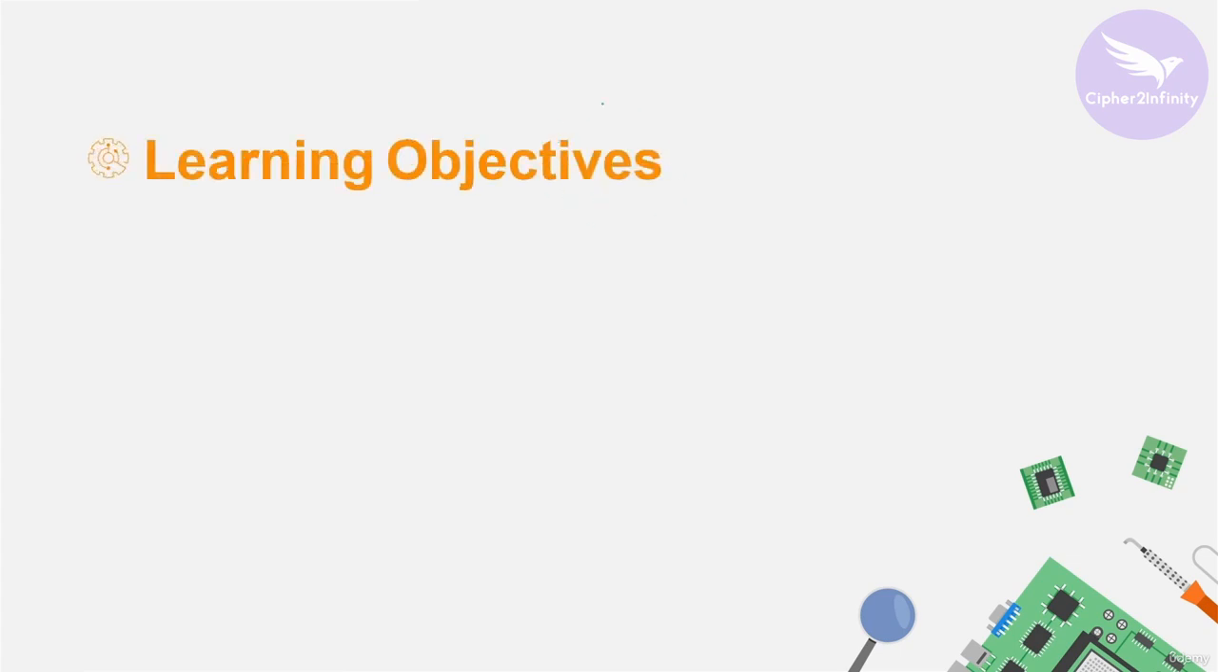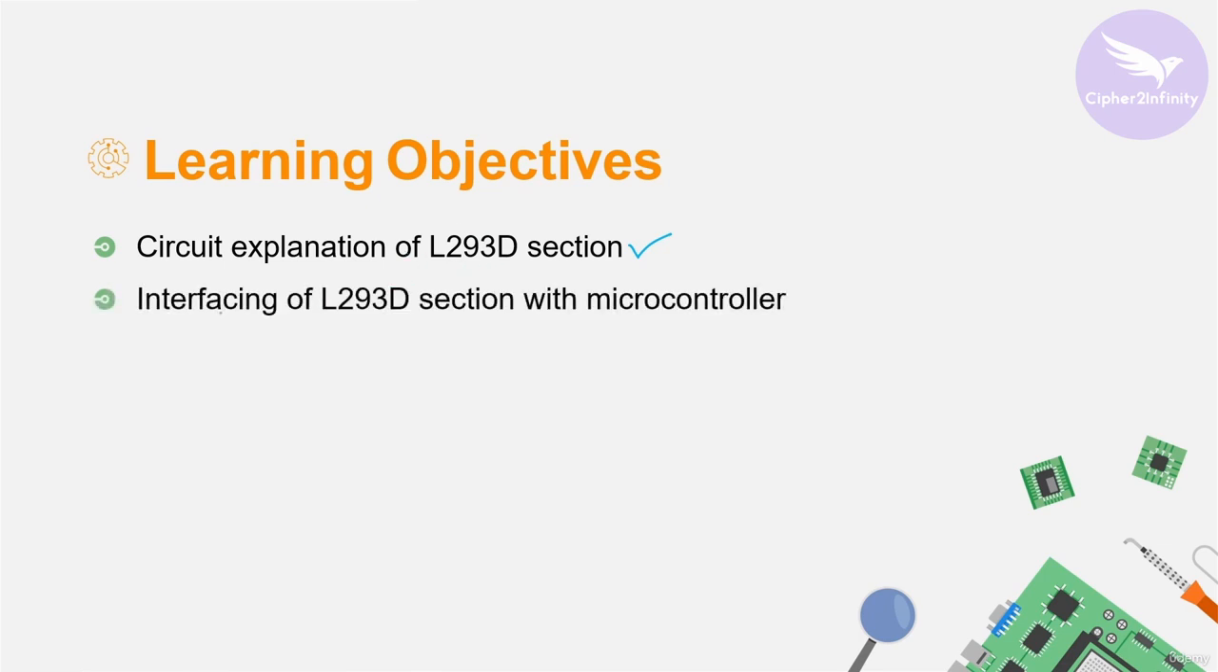Now let me tell you what you're going to learn in this video. The first point is the circuit explanation of the L293D section. We will discuss the circuitry of the L293D section in detail. I hope that till now you have good clarity about how the circuitry of the L293D will be. And then the next point is interfacing the L293D section with the microcontroller. We will see how we need to connect the L293D with the microcontroller. That's how we are going to cover this video, and you will definitely enjoy it. So now let's start.